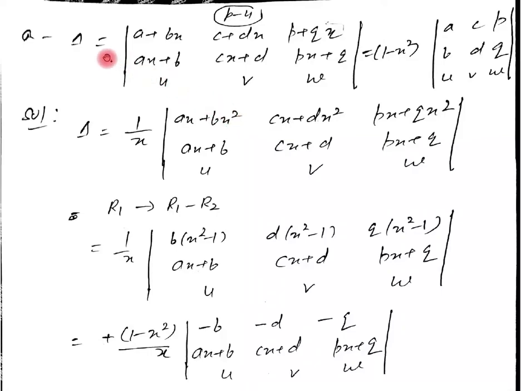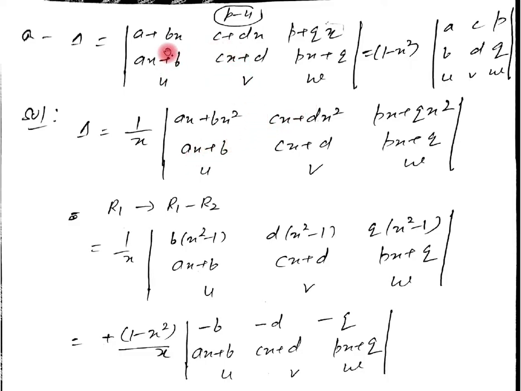Now let us take another question. We have to prove that this determinant equals (1 minus x square) times this determinant. Again, in the determinant on the left hand side, what are the elements? In the first and second row, the elements are the sum of two quantities, whereas in this determinant all the elements are single quantities. And here 1 minus x square is a common factor. So let us see how to do the question.